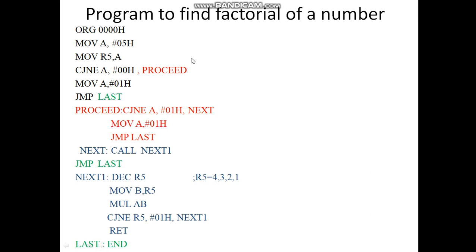Suppose the input is 1. In that case, let us see what happens. That is the second case we have considered. CJNE A, #00H: it is not equal to 00, so it comes to proceed. CJNE A, #01H: it is compared with 1. Yes, it is equal to 1. In that case the factorial of 01, that is 1, is loaded into A register and the program is terminated.